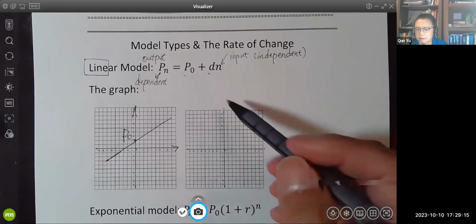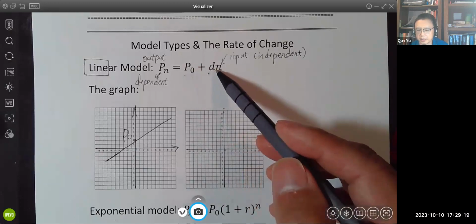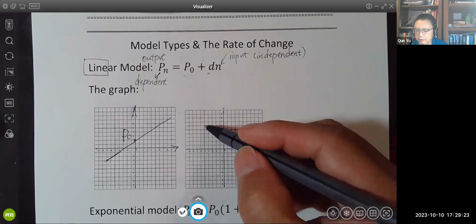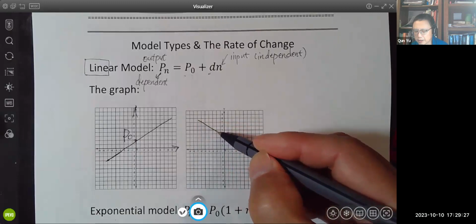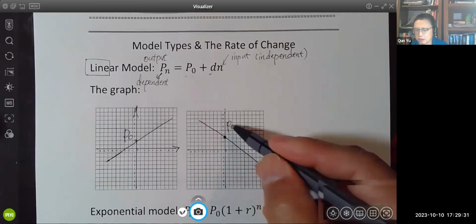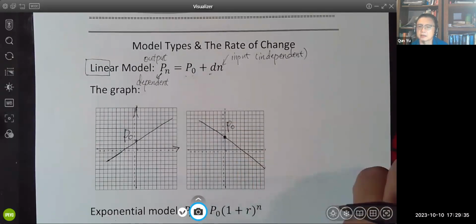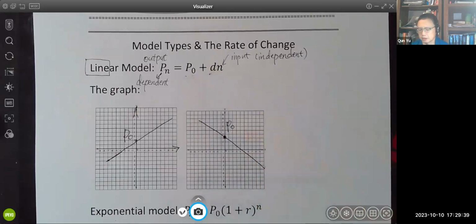So if you have a declining rate, that's going to be P0 minus a number times n. In that case, the line will be going down from left to right. Still, this intersection point is your initial value, and your slope, which represents the growth rate, is a negative number.